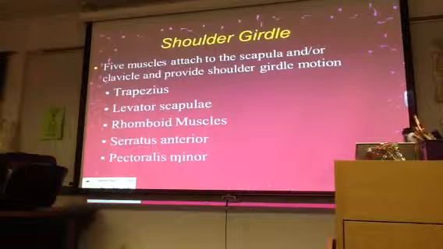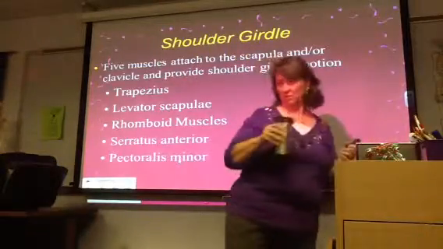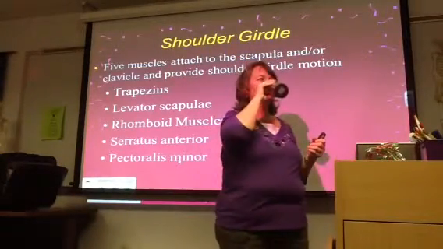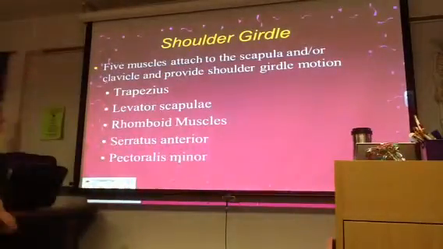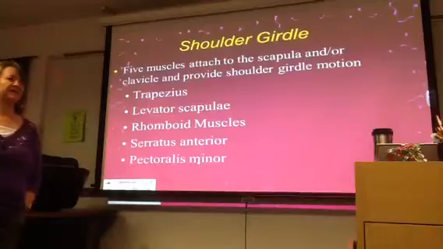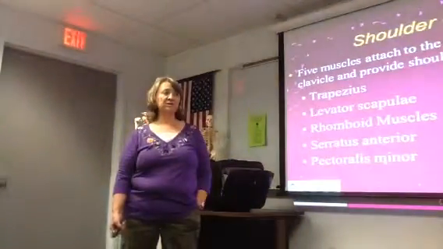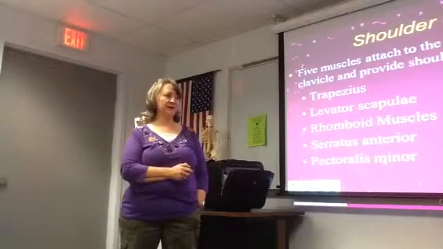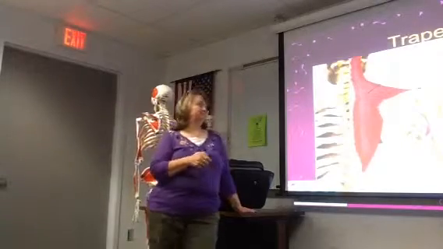Okay, so 5 muscles attach to the scapula and/or clavicle and provide shoulder girdle motion. Actually, there's more, but these are the main ones. Let's see where this goes next. Okay, so we'll just go over the list: trapezius, levator scapula, rhomboid muscles, so rhomboid major and rhomboid minor, serratus anterior, and pectoralis minor. We'll go over these one by one.